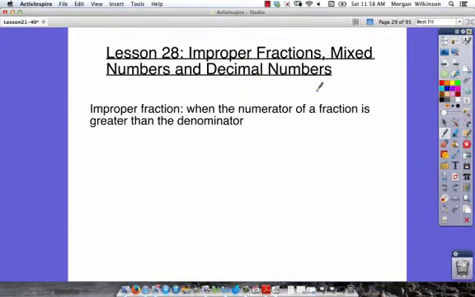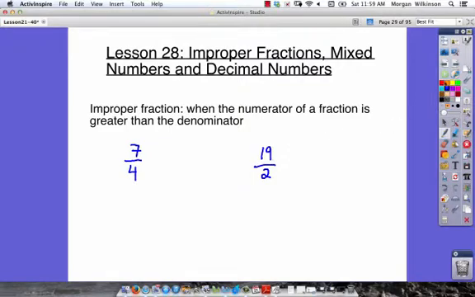Lesson 28 is about improper fractions, mixed numbers, and decimal numbers. An improper fraction is just when the numerator of a fraction is greater than the denominator. So if we had something like 7/4, that's an example of an improper fraction because the numerator is bigger than the denominator. If we had 19/2, that's also an improper fraction.